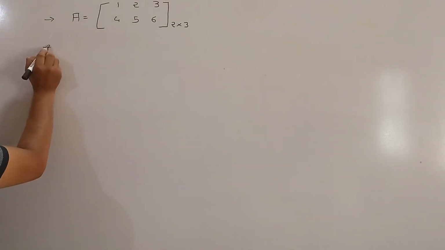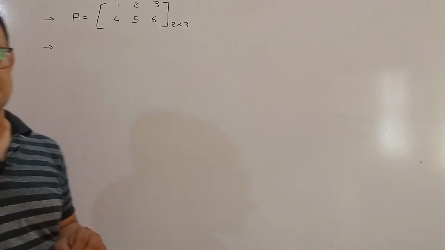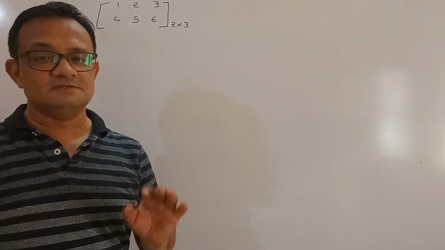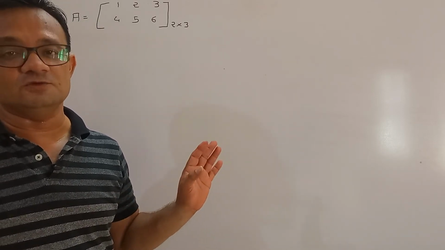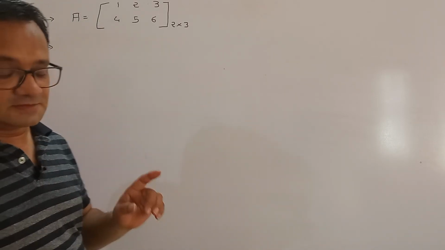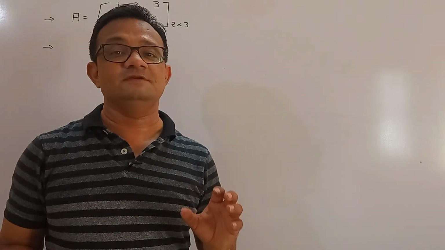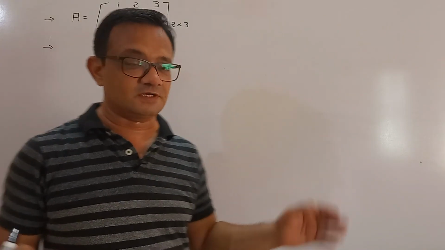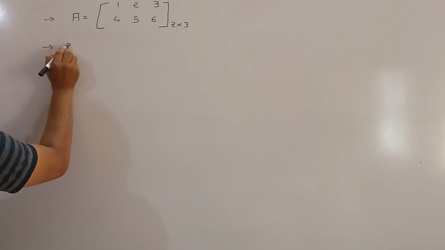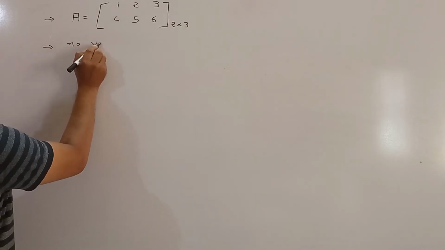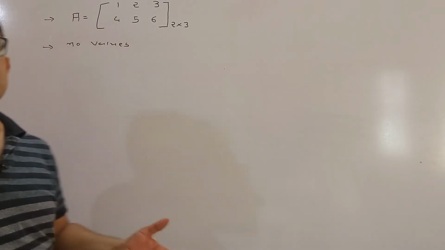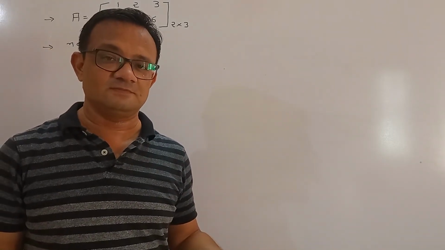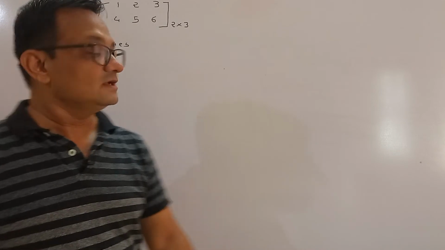Now, a matrix is not a number. It has no numerical value. A matrix is not a value. Matrix value nahi hai. A matrix has no numerical values, because a matrix is only a structure of real numbers or complex numbers. Okay, now order.